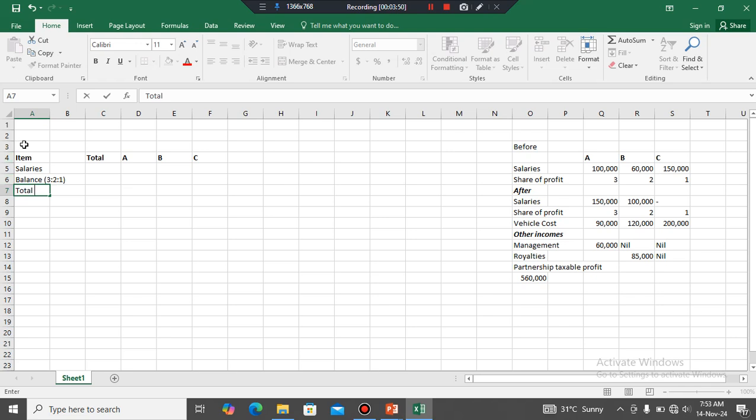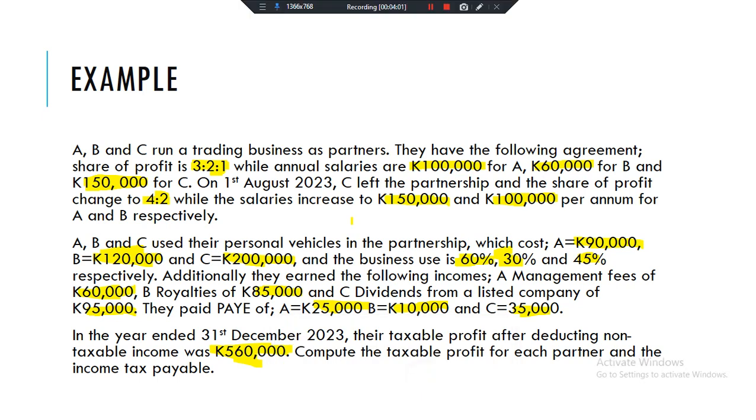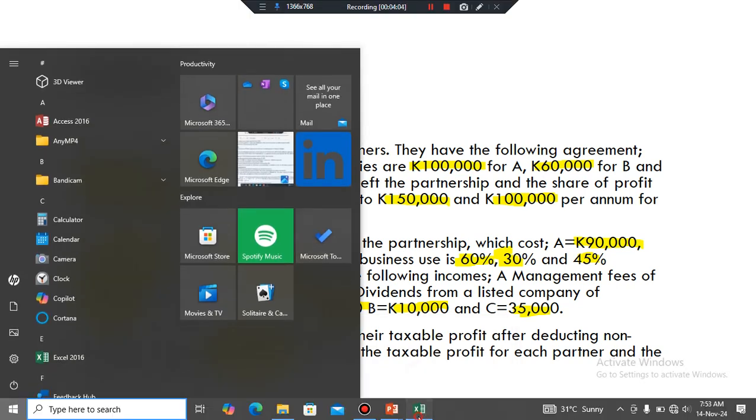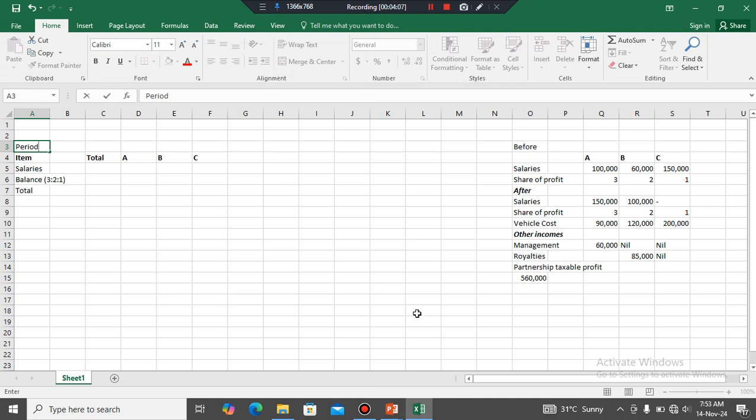The other thing that I forgot to mention is the period. Let me go back to the question a bit. The period is running up to 1st August, so the month before August is July, which is 7. So partner C was in the partnership for 7 months. So the first period is 7 months. To avoid confusion and mistakes, you just say period 1, and you say 7 months.